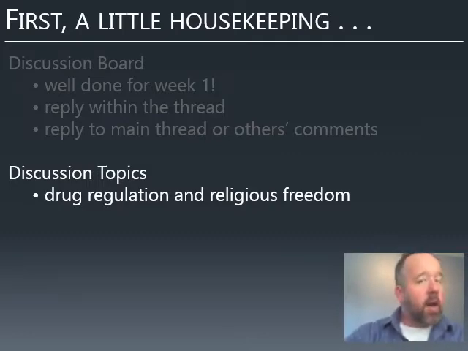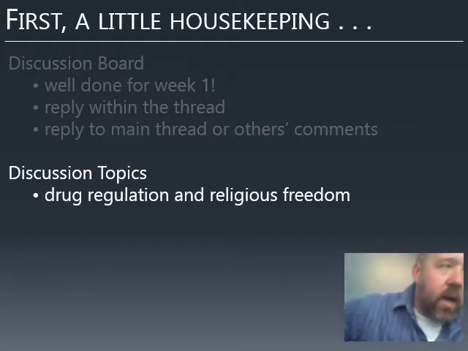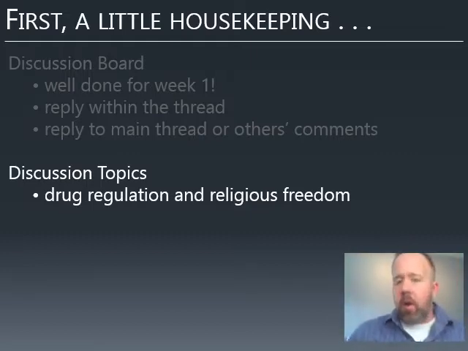And so here we have 2 issues. One is religious freedom. How far does religious freedom go? And the other is drug regulation. What is our responsibility as a society to regulate the availability of drugs? And so people come down on both sides of this debate, that particular kind of drug use should be allowed or it shouldn't.